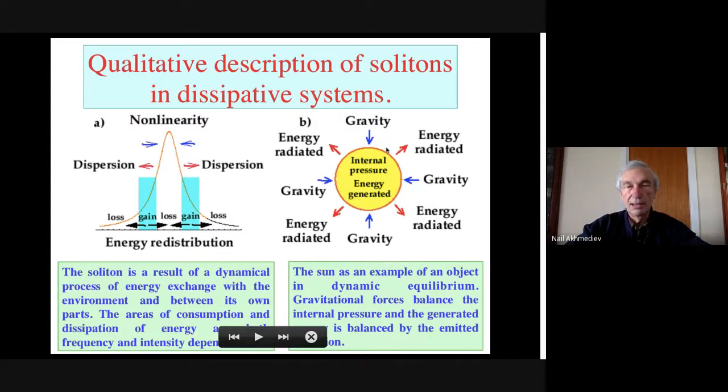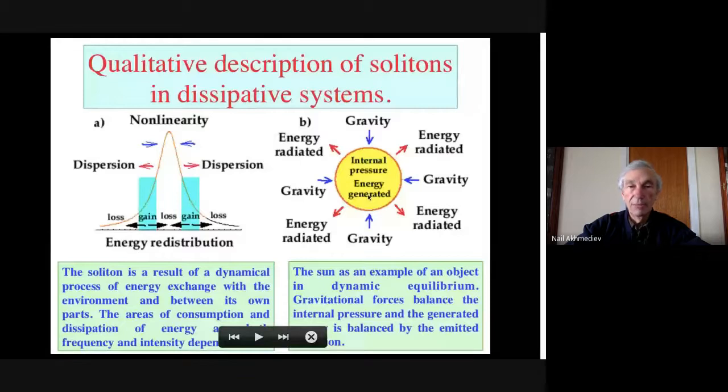This is our sun, which shines, it emits energy, shown by red arrows, as we can see. So this energy is generated inside of the sun due to various processes, thermonuclear reactions, and energy generated should be equal to energy radiated, and this is the balance between the two energies. On the other hand, there is internal pressure which develops inside of the sun due to all these reactions, and gravity which acts in the opposite direction. So we have another balance between internal pressure and gravity.